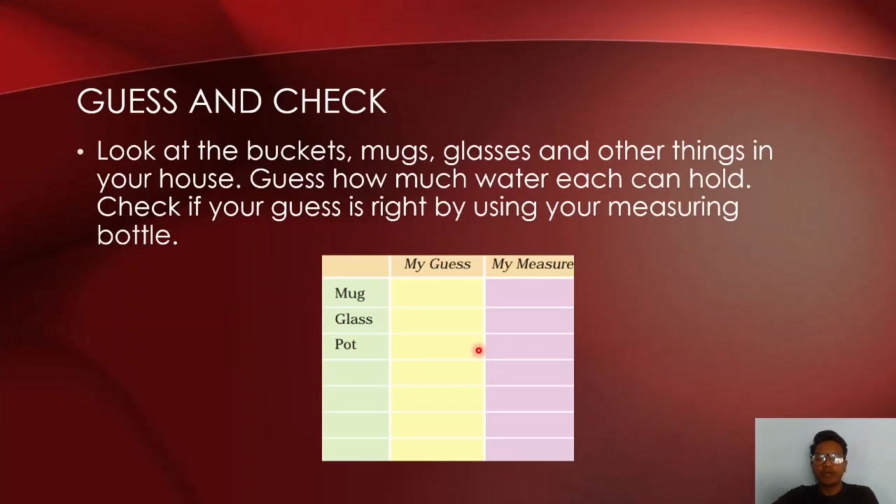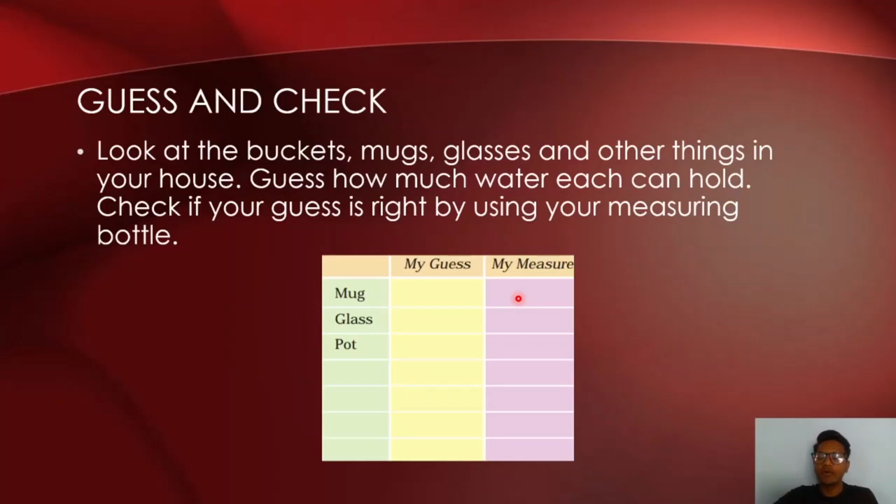So now first we have to guess the answer. For example, the mug. The mug can fill up to how much milliliter? First you have to guess. Okay, you have to write your answer in this box. And then with the measuring bottle, you have to check whether your guess is nearer to the correct measurement or not. So this activity you can do by your own self.